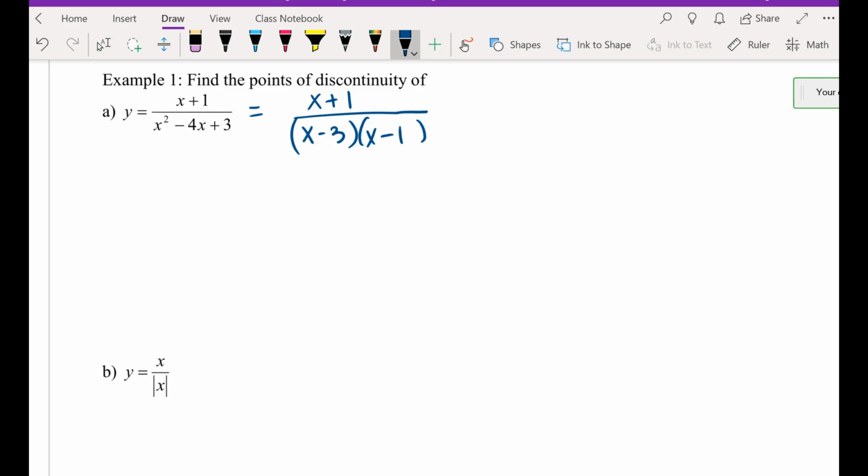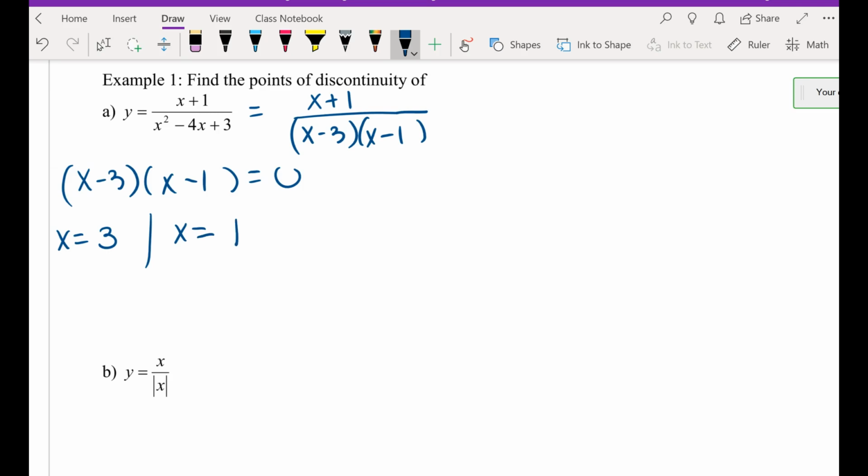What do we do now to find the discontinuity? Remember, not all the time would you need to use calculus to find what you need. You can also use old skills. Take the denominator and set it equal to 0 since you can't reduce. So we're going to take the denominator, x minus 3 times x minus 1 equals 0. That means you have 2 locations, x equals 3 and x equals 1.